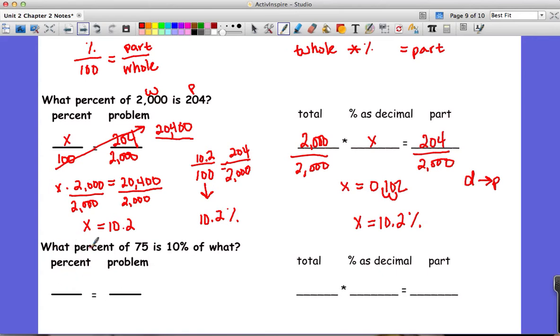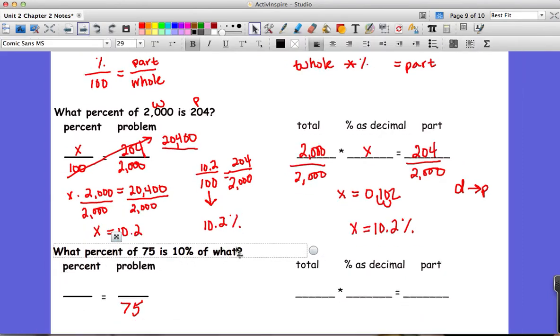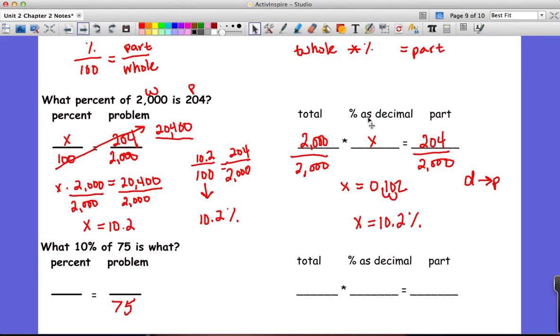All right, so in this case, what percent of 75, so of 75 means that it's our whole number, is 10%? Well, now that's worded incorrectly. So it should say 10% of 75 is what? Sorry about that. So if that confused you and you want to pause again to try and look at that, that's fine.